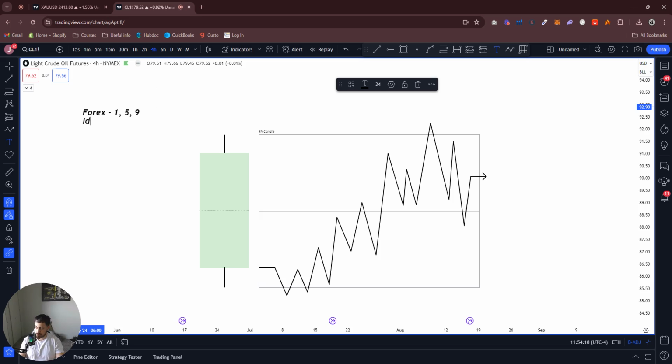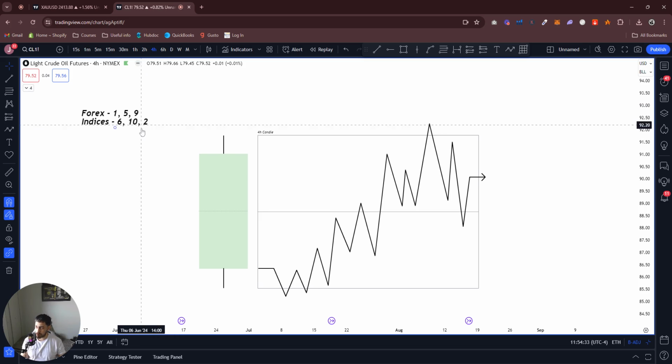And for indices, it's a little different. Or actually, sorry. It's going to be 6, 10, 2. My bad. 6 a.m., 10 a.m., and then 2 p.m. Okay, these are when the 4-hour candles open. These are the candles that I use mainly whenever I'm playing ranges, or try to use. But again, you can use them on the 1-hour, 15-minute, etc.